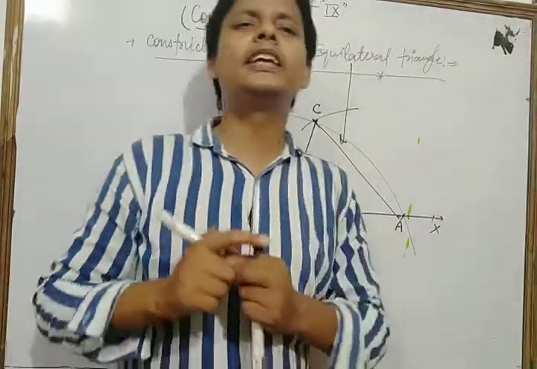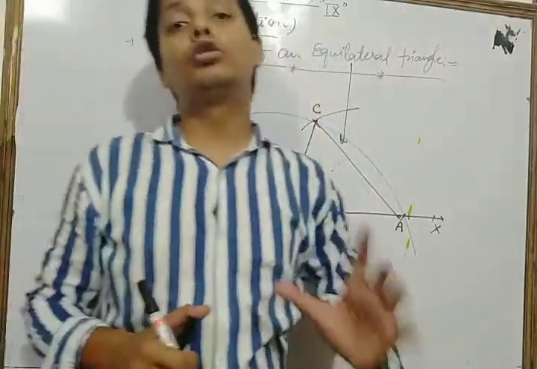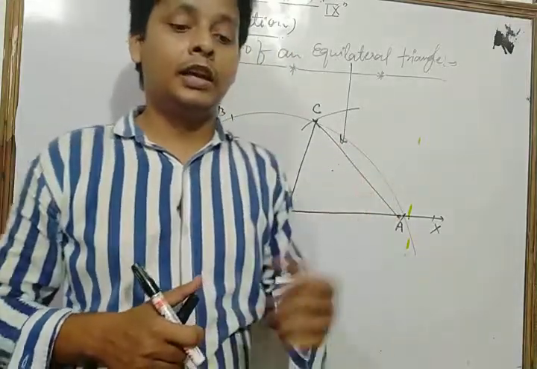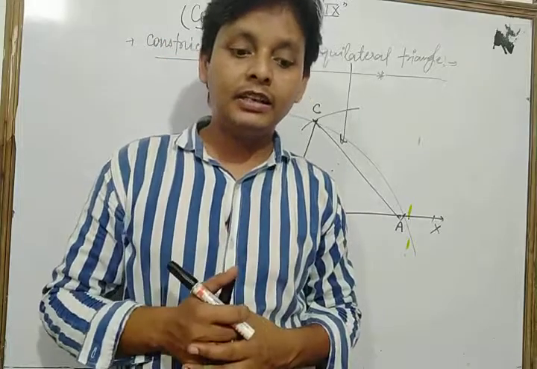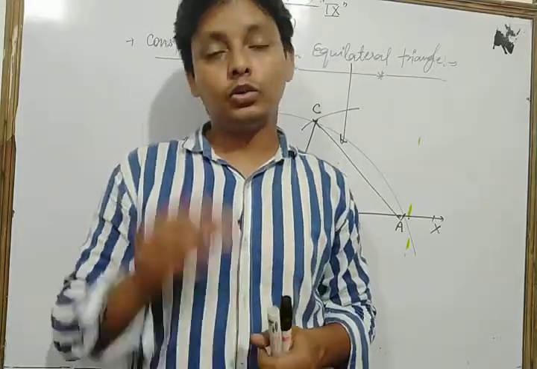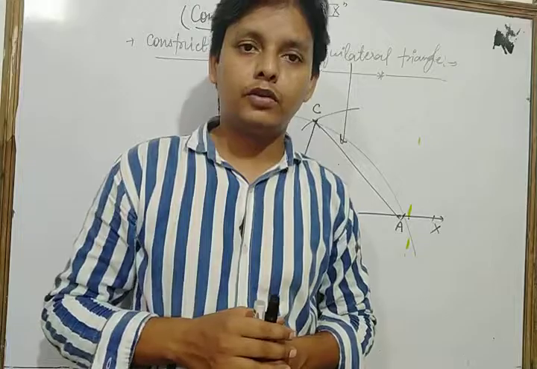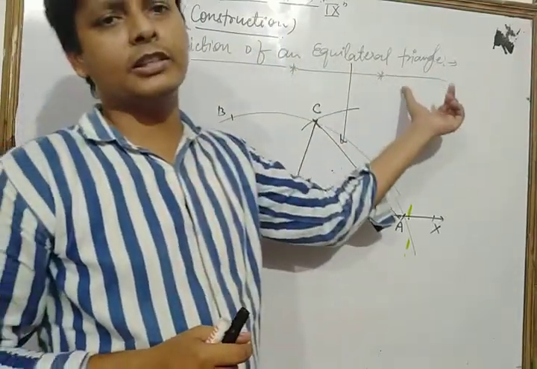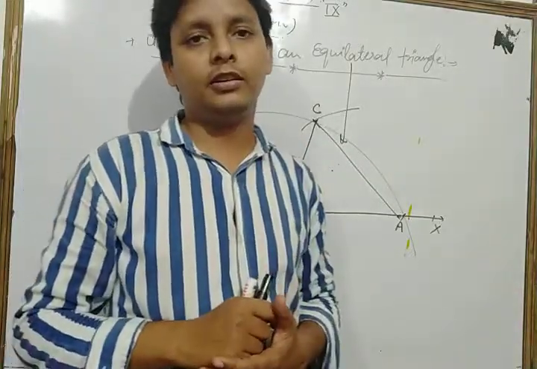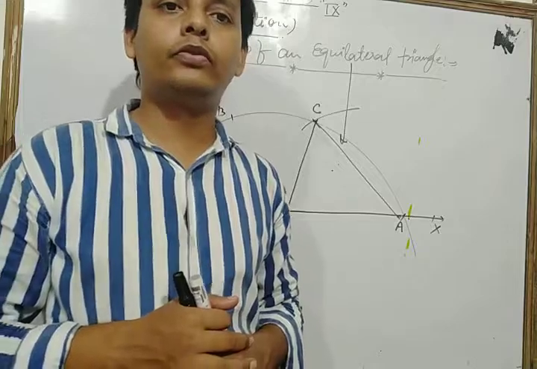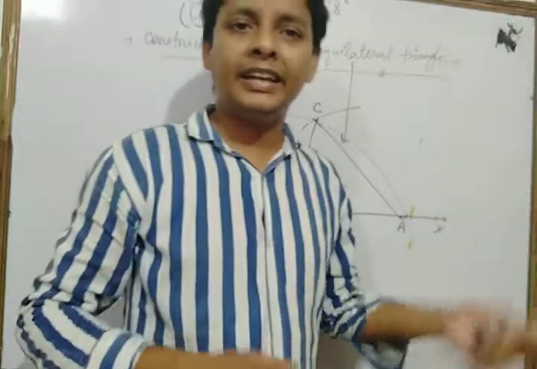So dear students, this is a very easy concept to draw an equilateral triangle. You can easily construct an equilateral triangle when the length of each side is given. Now one of the most important topics of this chapter is the construction of a triangle with its base, sum of the other two sides and a base angle given. We discuss that next.